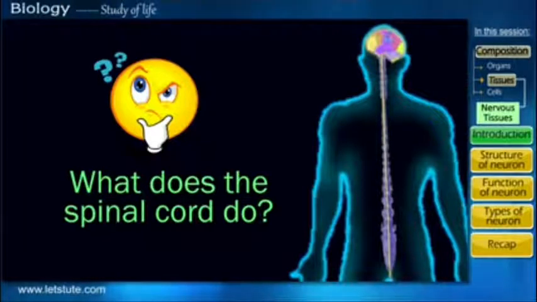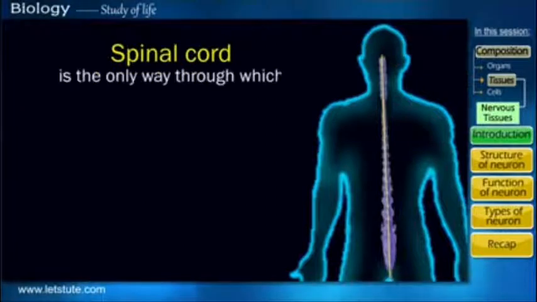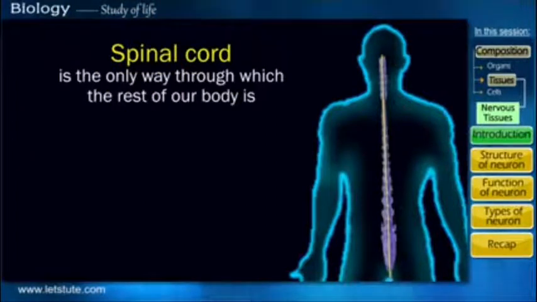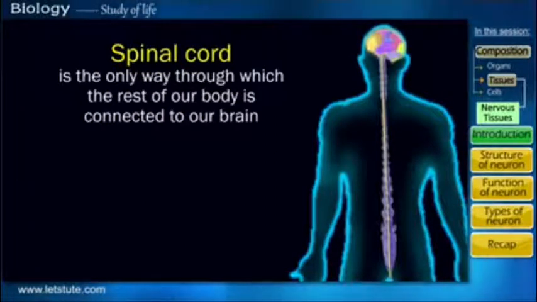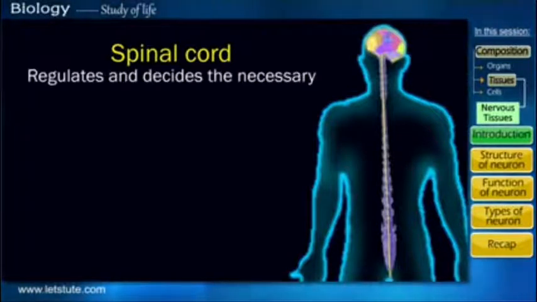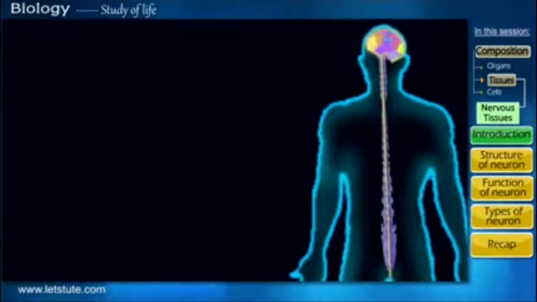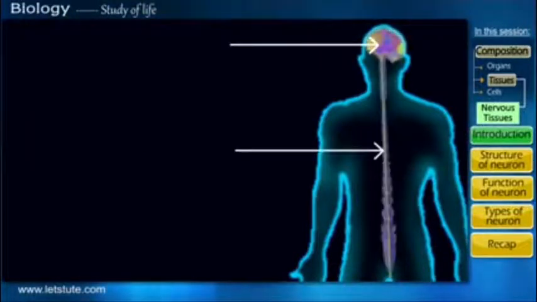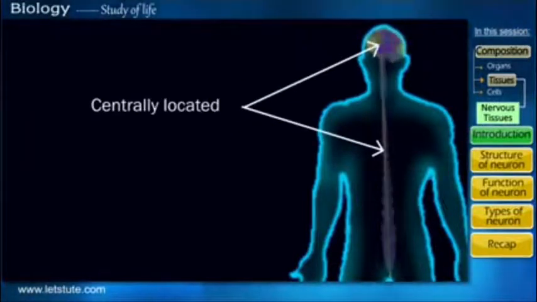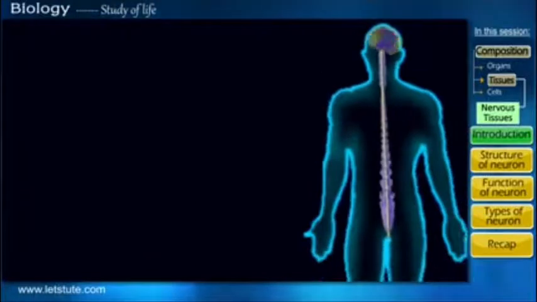What does the spinal cord do? It is one long, elongated connection between the brain and all parts of the body. So it regulates and decides the necessary actions of the body. Both together are located centrally.